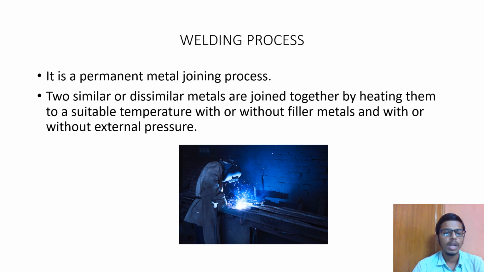To start with, let's look at the welding process. Basically, welding is a process of joining two metal parts or pieces, which is said to be a permanent one. Here, two similar or dissimilar metals are joined together by heating them to a suitable temperature with or without filler metals and with or without external pressure. The below figure shows a person involved in welding some metal components.